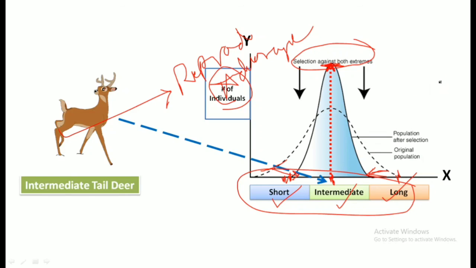Here stabilizing means the intermediate trait is getting favored, while in disruptive selection the intermediate trait is getting lowered. And directional selection is toward one side, that is towards a particular direction, either from left to right or right to left.